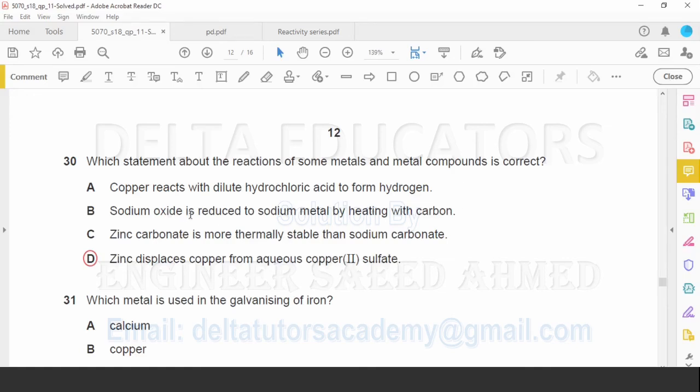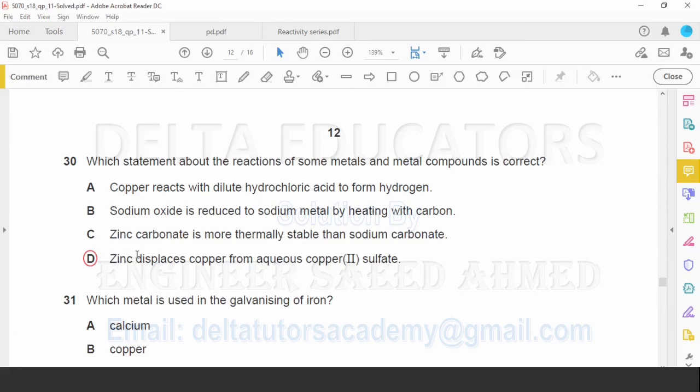Option C, zinc carbonate is more thermally stable than sodium carbonate. In the reactivity series, sodium is more reactive than zinc. So we have to provide more heat to break down sodium carbonate as compared to zinc carbonate. So zinc carbonate is not more thermally stable, it is less thermally stable than sodium carbonate. So this option is also incorrect.